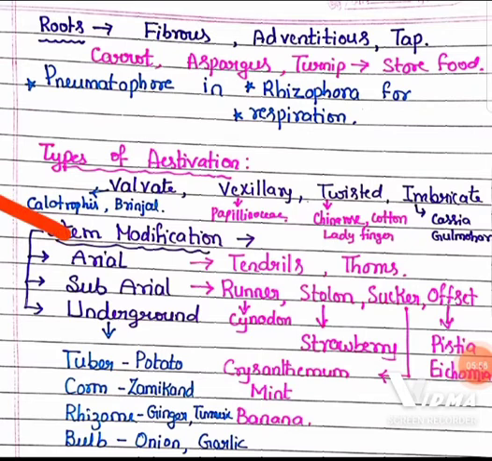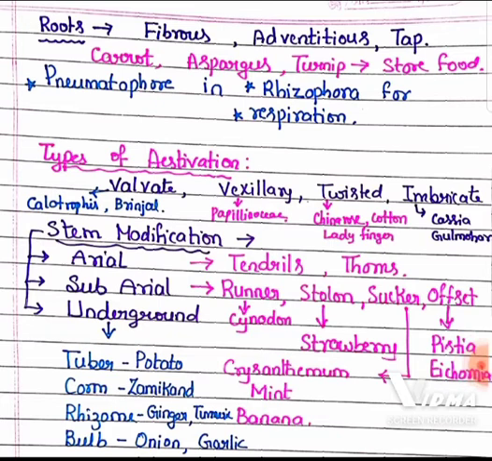Now in stem modification we can find three types: aerial, subaerial, and underground. Remember, tendrils and thorns are aerial stem modifications, runner, stolon, sucker, and offset are the subaerial modifications, whereas underground are tuber, corm, rhizome, and bulb. Here the examples you must remember.